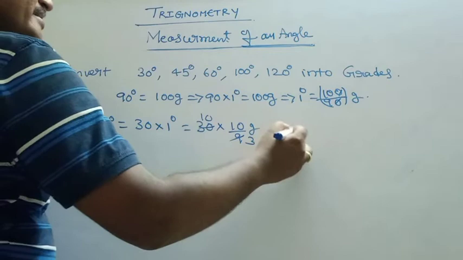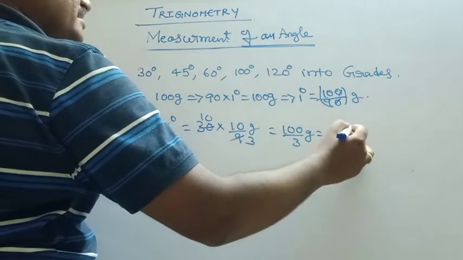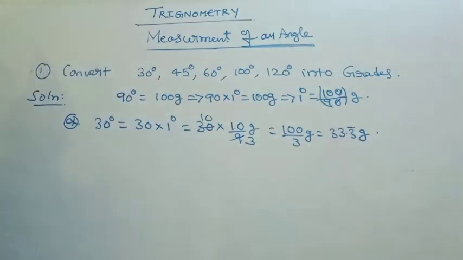This is now 100 by 3 grades, like this. 100 by 3 means 33.3 grades you are going to get. 30 degrees is equal to 33.3 or 100 by 3 grades, like this.